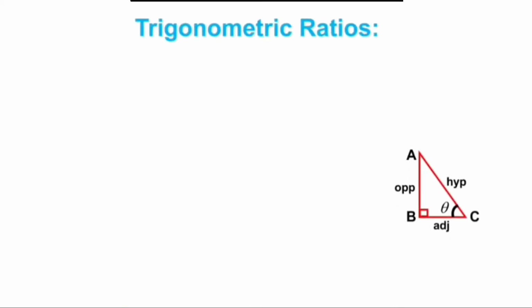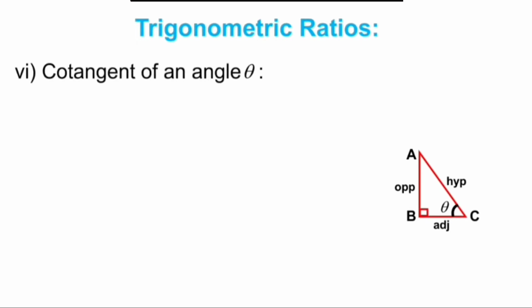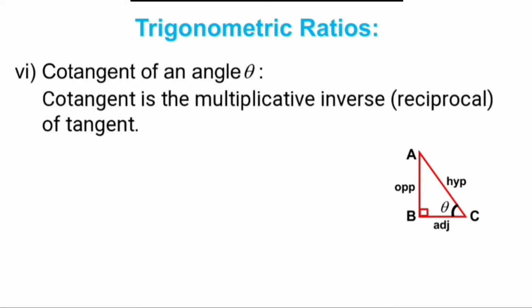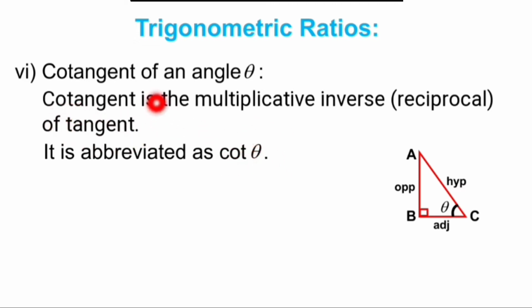Children, the next one, cotangent of an angle theta. Cotangent is the multiplicative inverse or reciprocal of tangent. It is abbreviated as cot theta. Children, as per the definition, cot theta is the reciprocal of tan theta. So, it can be expressed as cot theta is equal to 1 by tan theta.